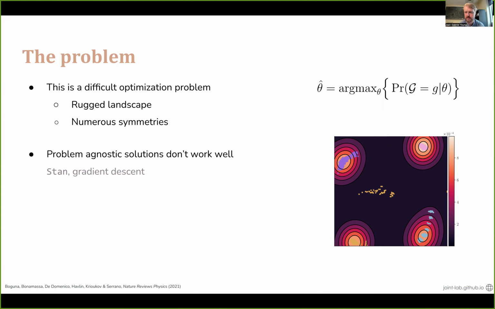For example, I'm a Bayesian. I use Stan quite a lot, which is a probabilistic programming language where you give it a probability model and it's supposed to sample from the solution space, and it just doesn't work out of the box because the problem is too hard. The rugged landscape makes gradient descent quite difficult to apply. So the state of the art for this problem is years of small tricks compiled into big heuristic routines.